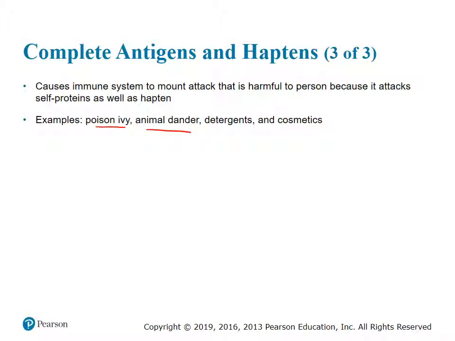But animal dander can do that too. Some detergents can do that, depending on the person's body. Cosmetics can do that. So these are the four things that, when bound together, again, not all together, but one of these binding to the cells of our body causes then an immune response, right? Okay.